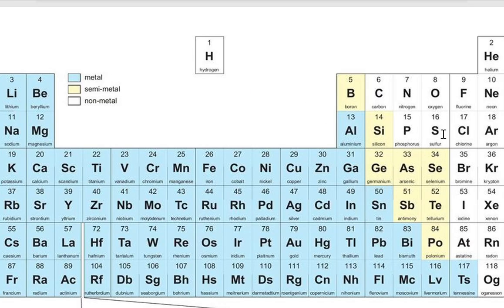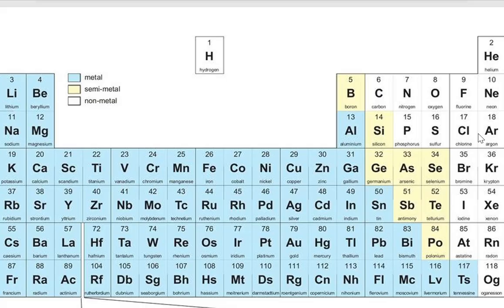Sulfur dioxide. Where is sulfur? Sulfur is white color, so that means it's a non-metal. And the other one is carbon dioxide. You can see carbon is also white, which means it's a non-metal. And finally zinc. Zinc is here, that is a metal. So you can refer to the periodic table.